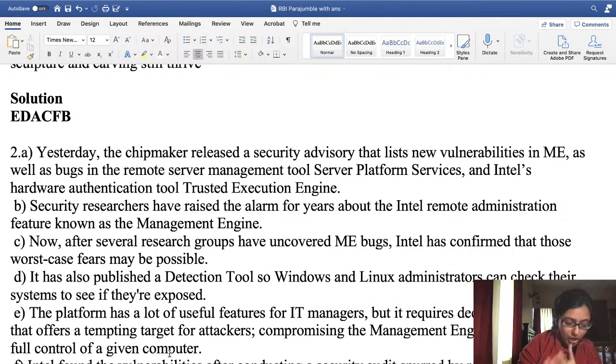Abhinav, the document is in the description. You have to go to the link and click on it. You will get access to the full document.